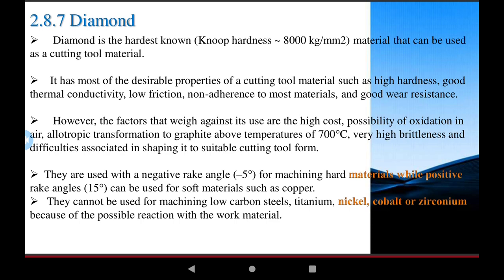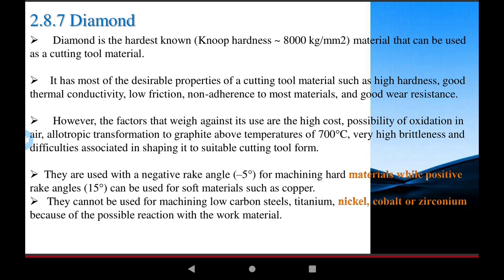They cannot be used for machining low carbon steels and titanium, nickel, cobalt and zirconium, because of the possible reaction with the workpiece metals. I have discussed diamond materials before.